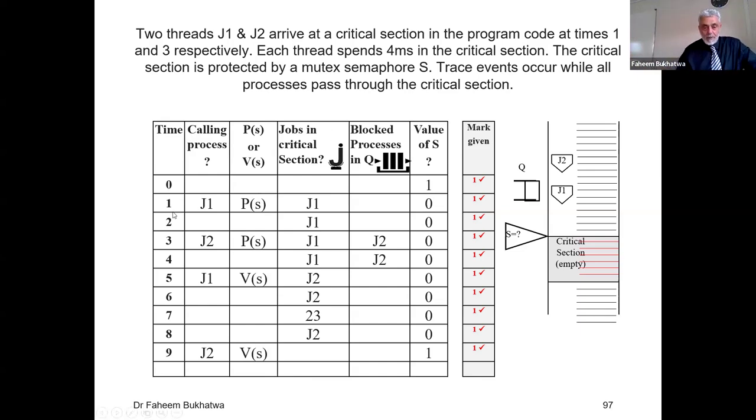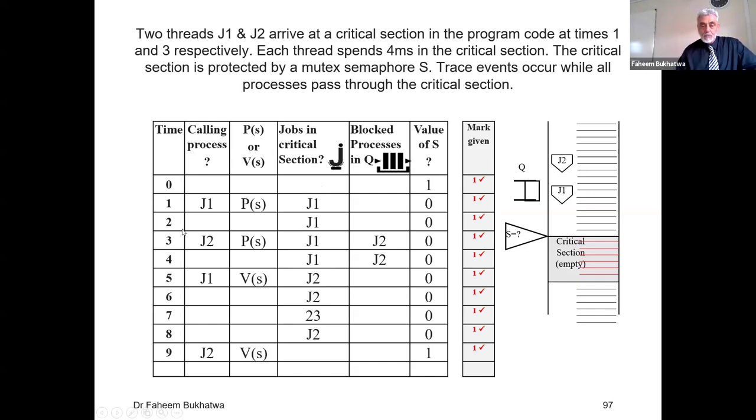So J1 arrives, it will issue the P function. The P function says, is the critical section free? It's like you arrive at a hotel that has 1 room. You look at reception and there's 1 key. You take it, you go into the critical section. So now J1 is in that room, in the critical section. And the number of keys, 0.